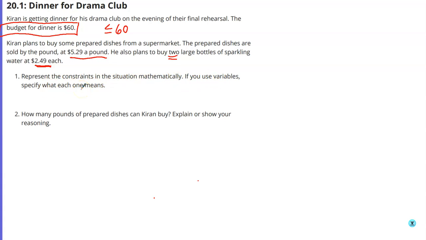Okay. So eventually we're going to solve for how many pounds of prepared dishes. So first of all, this right here, how many pounds of prepared dishes, should be our variable. So maybe we might let P equal the number of pounds of prepared dishes, because that's what I don't know. I know how many bottles I'm buying of sparkling water. I don't know how many dishes I'm going to buy. So that's my variable. Okay, so let's set up our equation.